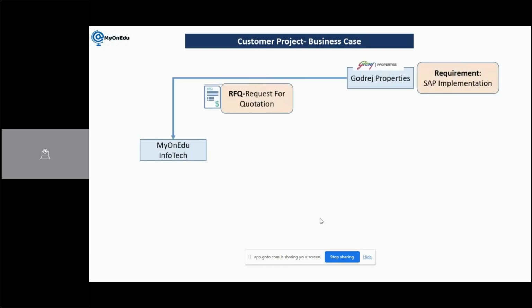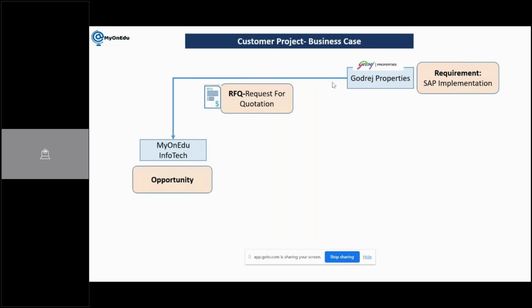I have just taken one example. Let's say we are the company Myvandu Infotech, and Godrej Properties wants to implement SAP to manage their projects. They will publish their requirement on their website, or publish it in a newspaper, or directly send us a request for quotation to submit a proposal to implement SAP as per their requirement.